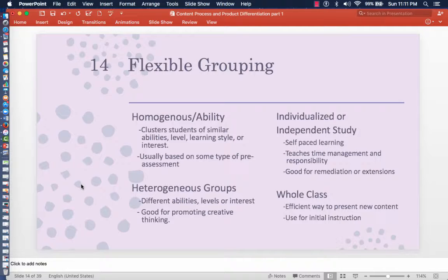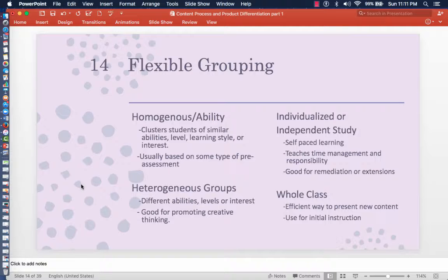And this is where you're going to cluster students by ability, by level, by learning style. So everybody in that group is a visual learner. You might have another group where everybody is an auditory learner, and another group where everybody is a hands-on learner. Now that doesn't mean that that's only a hands-on learner. It's just that's what they prefer. Or by their interest, okay?